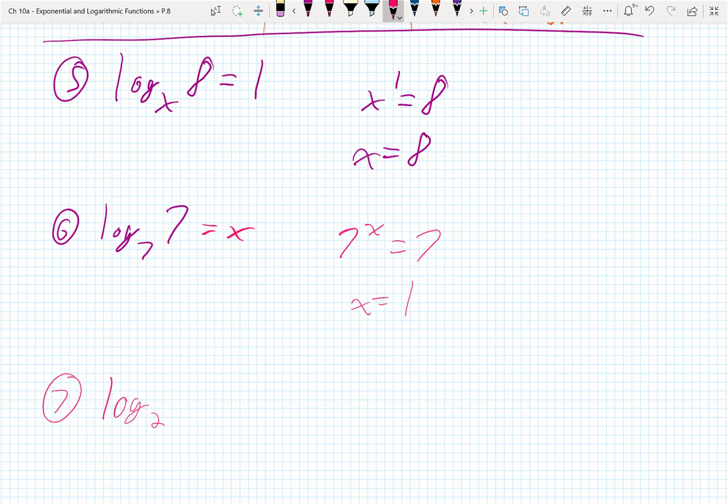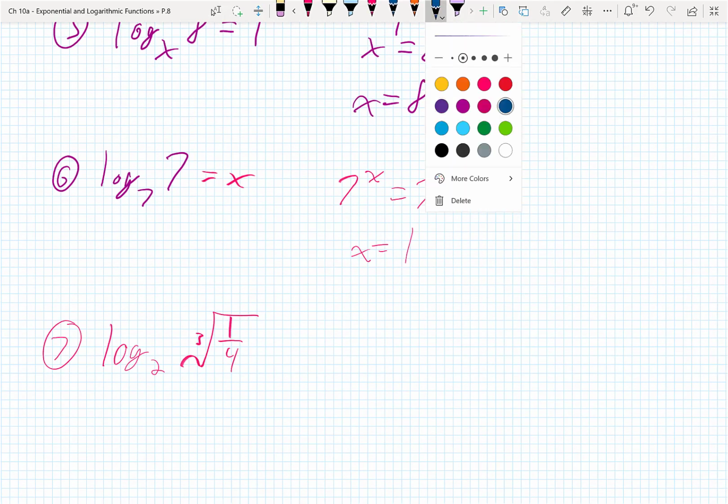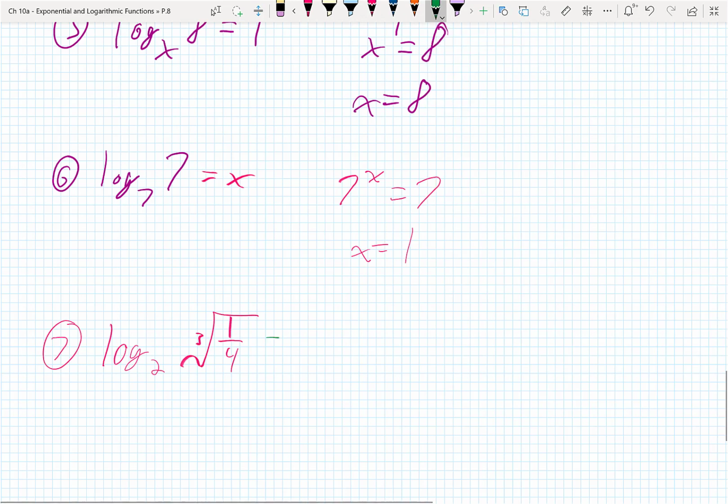Log base 2 of the cubed root of 1/4. Remember that strategy I just did? I would try that here. I'd say equals x. And we're going to write 2 to the x power. I'm realizing I can play with colors here to help this a little bit.